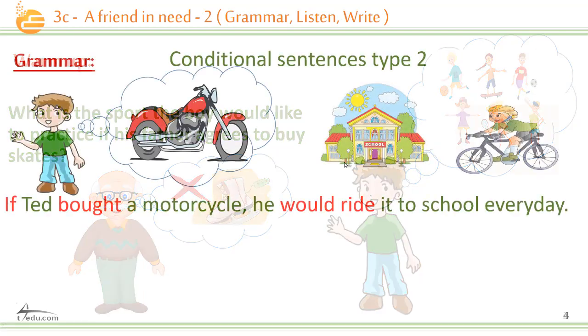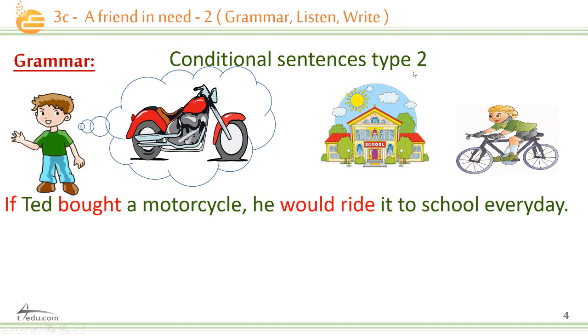Excellent. Now, conditional sentences type 2. These are mostly impossible situations that are difficult to happen. So let's look at this sentence. If Ted bought a motorcycle, he can't, but if Ted bought a motorcycle, what would he do? He would ride it to school every day. So what did we do?